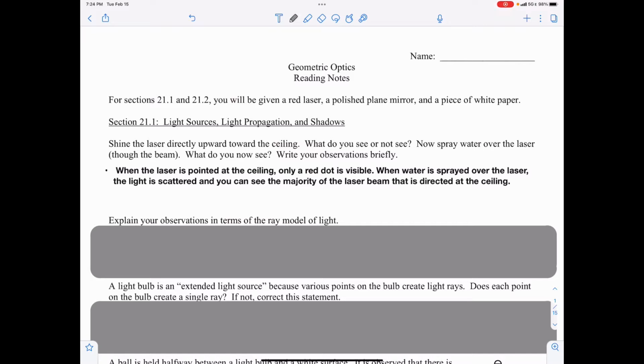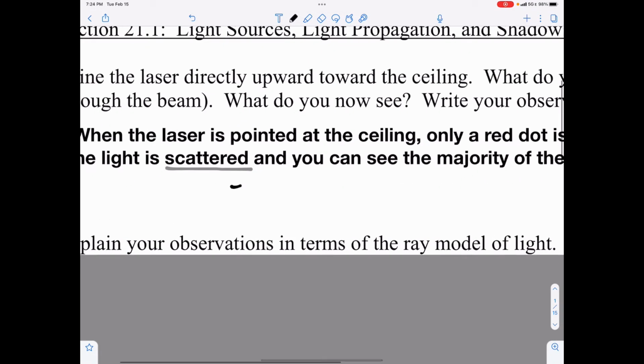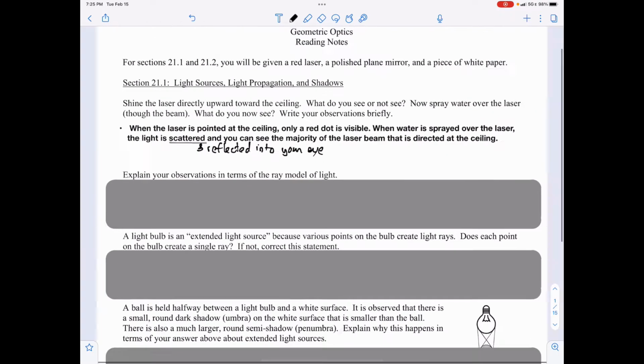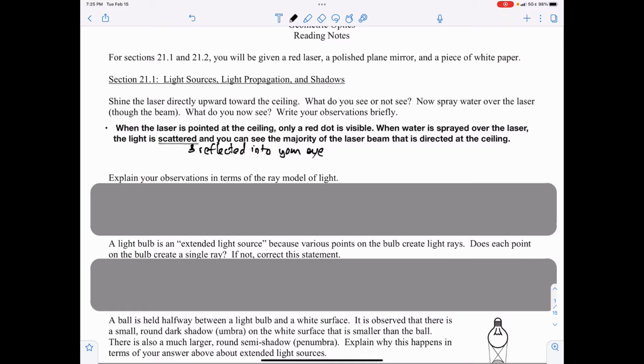Not only is it scattered, but it's scattered and reflected into your eye. Right? That's the only reason why we see anything in the first place, is because light gets reflected into our eye. So some of that laser is making its way to its destination, and some of that laser beam is being reflected through the scattered chalk dust, and some of that scattering light is being reflected back at us.